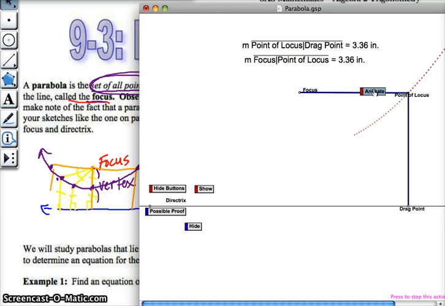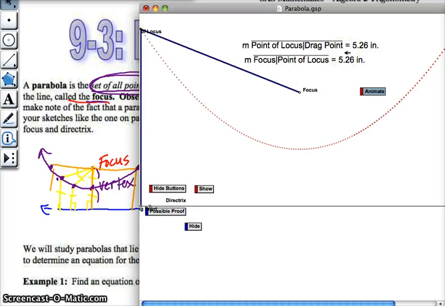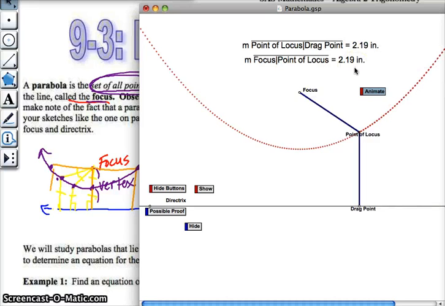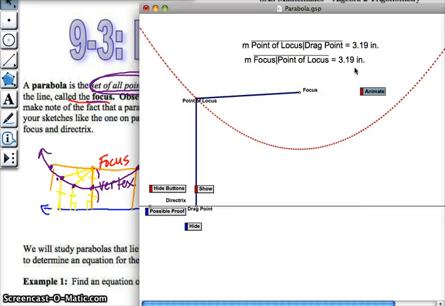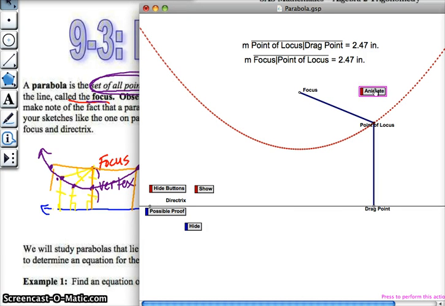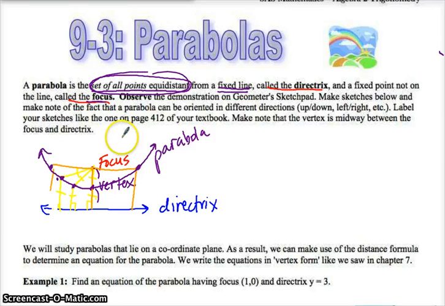Watch, if we keep this distance the same all the time, what does that point create? If the distance between the focus and the point and the directrix stays the same, then it is creating a parabola, right? It doesn't matter where we are, continue, stop, those distances should always be the same. And what do we make? We make a parabola. So that is the definition.